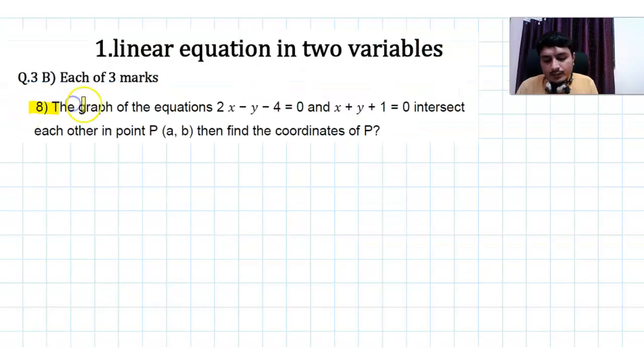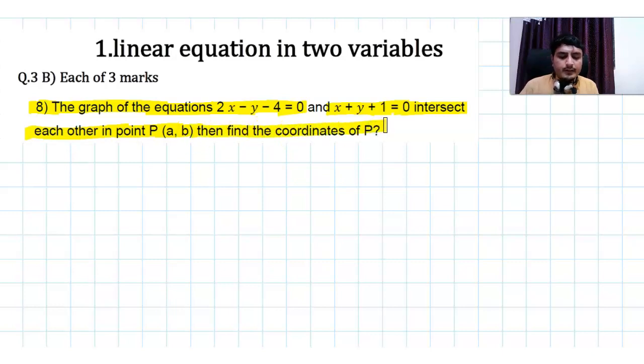Look at the 8th sub-question. The graphs of the equations 2x minus y equals 2, x minus y minus 4 equals 0 and x plus y plus 1 equals 0 intersect each other at point P (a, b). Then find the coordinates of point P. Now look ahead, we are given the first equation of the kind x minus y minus 4 equals 0. Try to convert it into a linear equation in two variables in standard form.